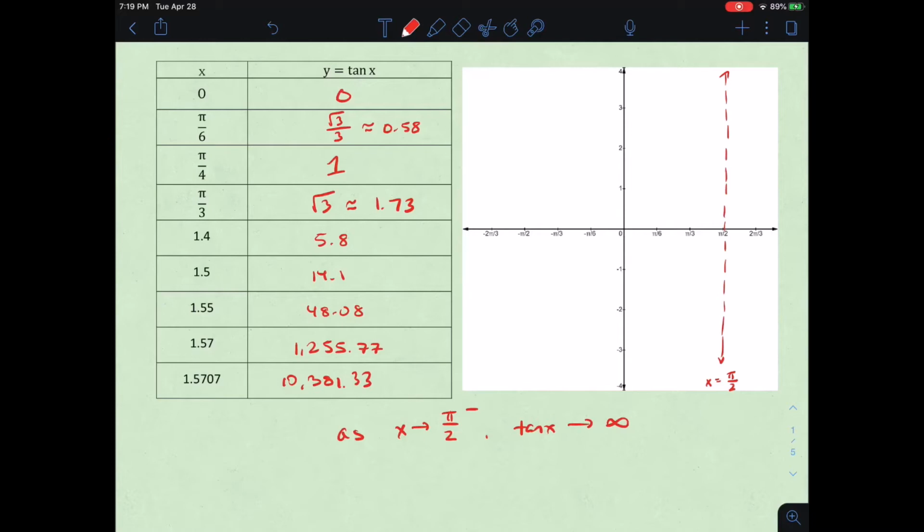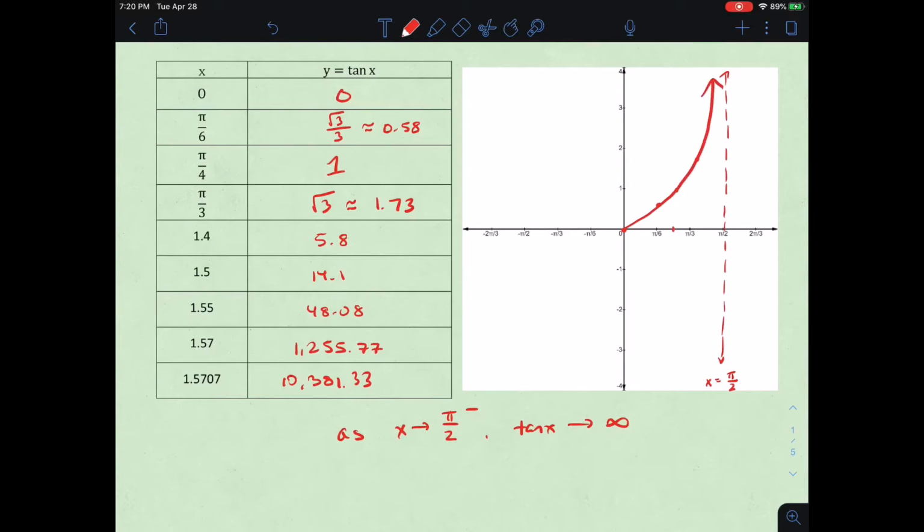So what we're going to do now is just plot the points that we have. 0, 0. At pi over 6 it's approximately 0.58. At pi over 4, which is right in between pi over 6 and pi thirds, you get 1. For pi over 3, it's about 1.73. And then from there, we're going to connect our dots.